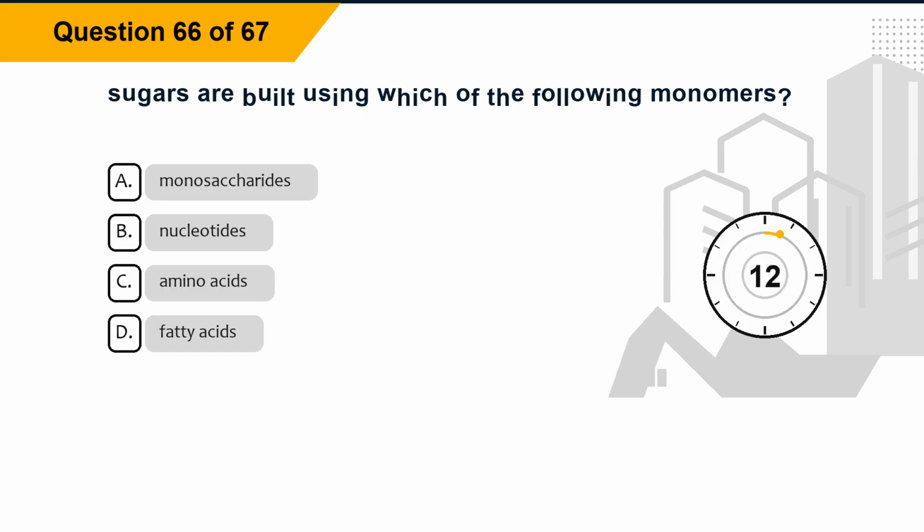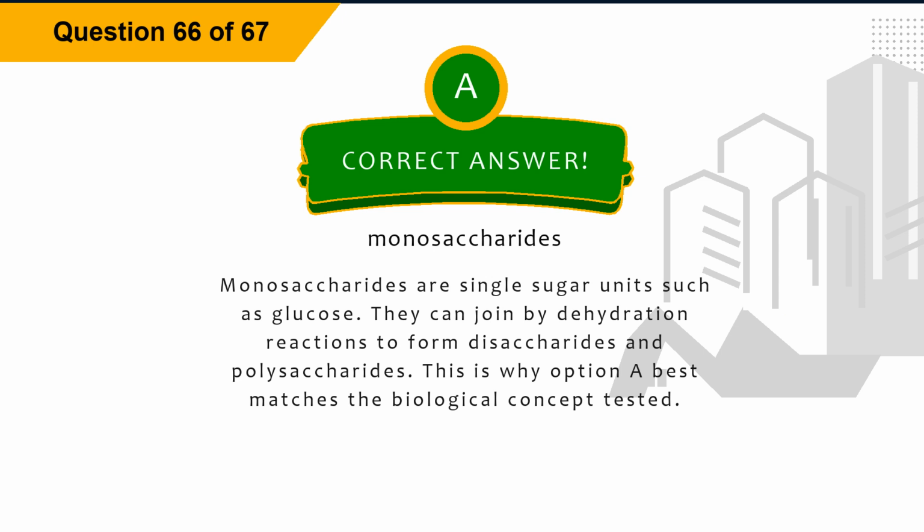Question 66. Sugars are built using which of the following monomers? Option A, monosaccharides. Option B, nucleotides. Option C, amino acids. Option D, fatty acids. The correct answer is option A, monosaccharides.